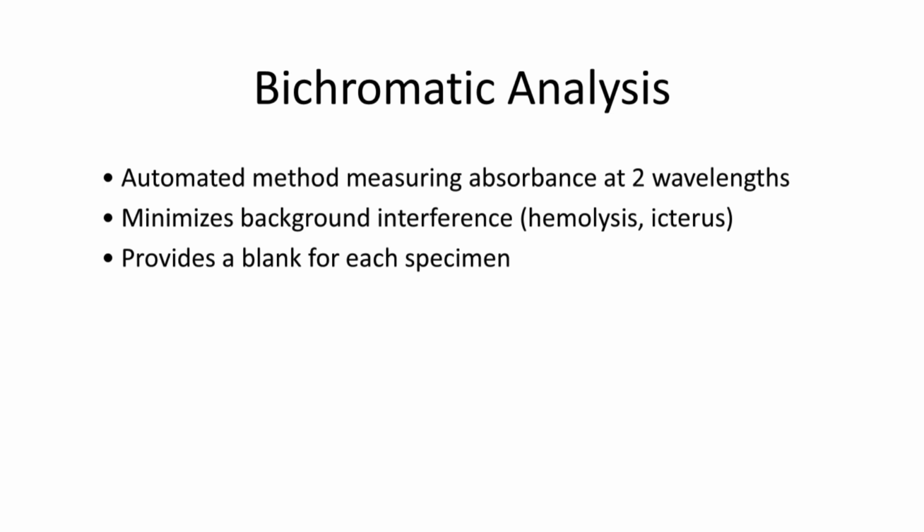Finally, there is bichromatic analysis. This is an automated procedure in which absorbance is measured at two different wavelengths. It helps minimize background interference, such as that caused by hemolysis or icterus, by essentially providing a blank for each specimen.